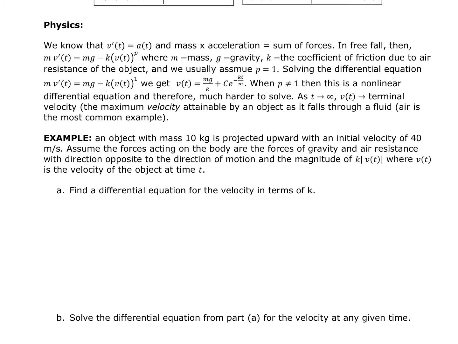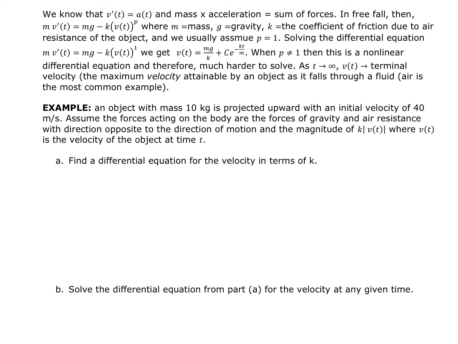So what we're going to do, let me just move this up so I can have some space, is that we know that m, the mass, multiplied by the derivative of our velocity is going to be equal to mg minus k v of t raised to the first power. Now we're going to solve for v prime of t. We're going to get v prime of t is going to be equal to gravity, because I'm going to divide both sides by m, minus k v, I'm just going to write v instead of v of t, divided by m.